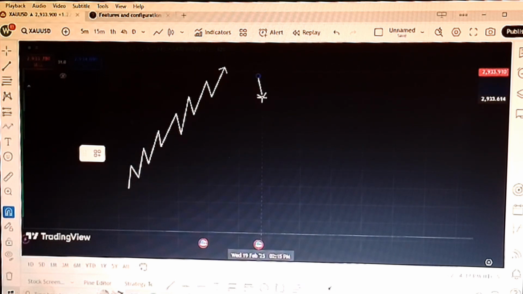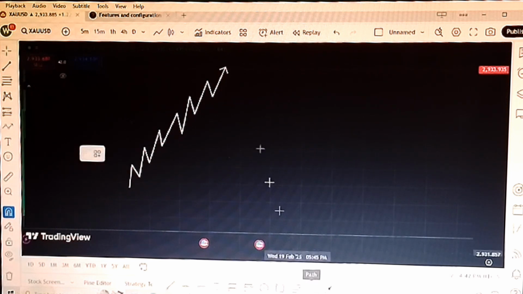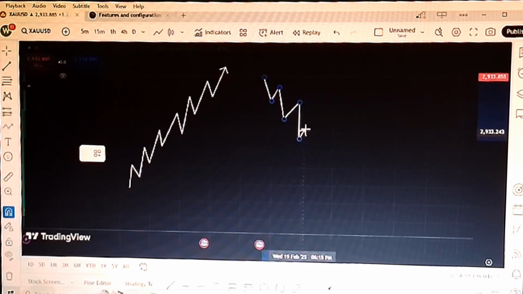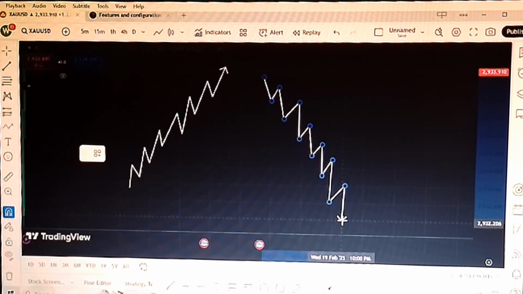Lower low, lower high, lower low, lower high, lower low. Sorry for that. That is a downtrend.